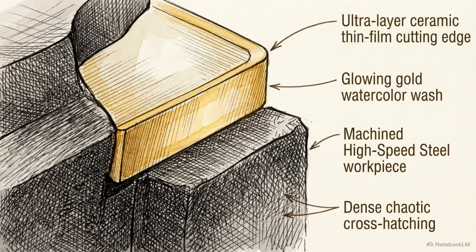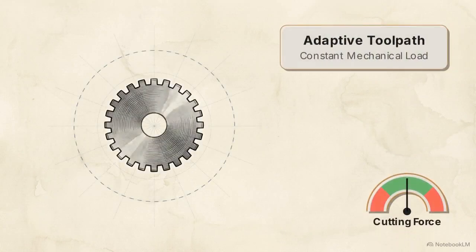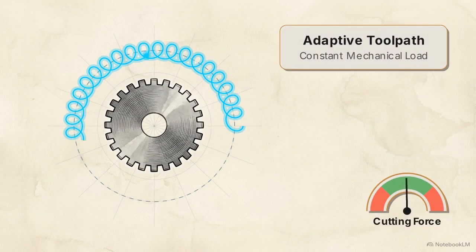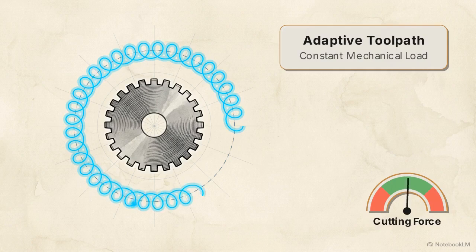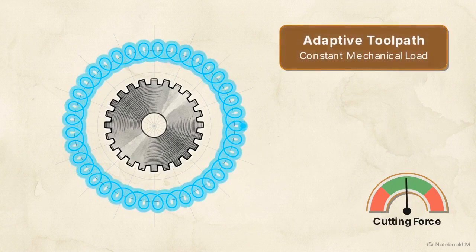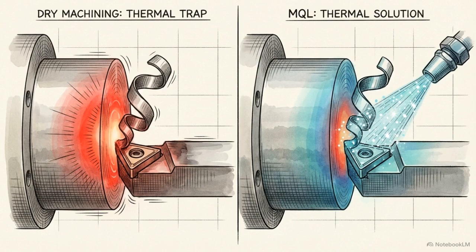Advanced structured tool coatings act as the first line of defense. These thin film layers physically shield the substrate material, delaying the onset of abrasive wear. Next, programming adaptive tool paths and optimizing feed rates mechanically stabilizes the cutting forces, preventing the initial tool shaft deflection that ruins surface finish. This split screen illustrates the primary thermal solution for tough alloys, minimum quantity lubrication, or MQL.